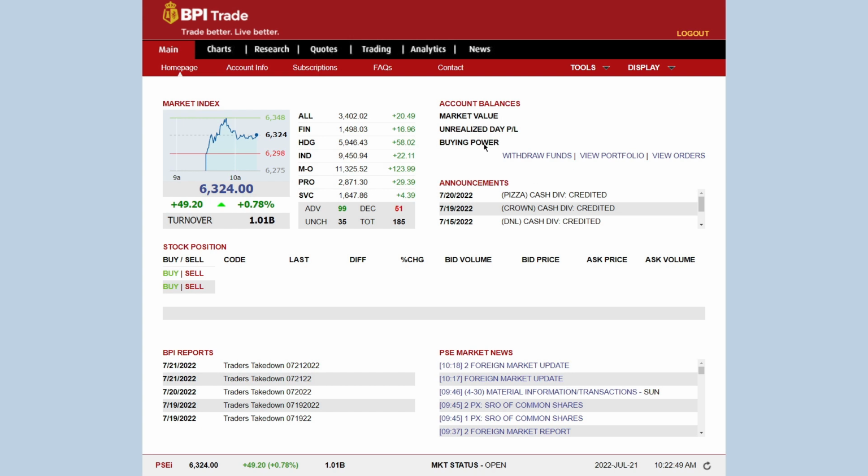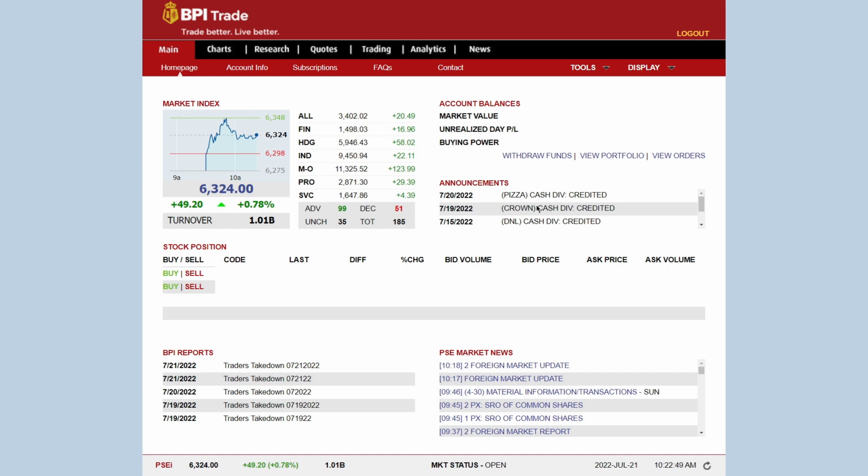Then your buying power, essentially that is your cash on hand. Yan yung pwede mong ipangbili ng mga stocks. And then we have withdraw funds, view portfolio, and view orders. Pwede nyo rin yan i-click and mariroute kayo kung saan kayo pwede mag-withdraw ng funds. Makikita nyo agad yung portfolio nyo, quick access kumbaga. And makikita nyo yung mga open orders nyo currently, whether it's buy or sell.